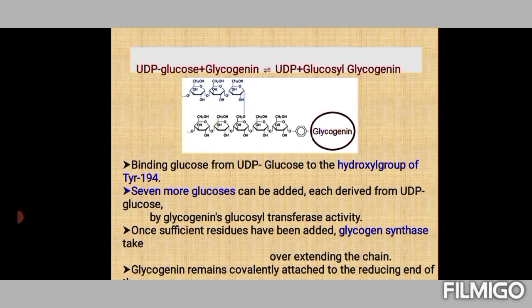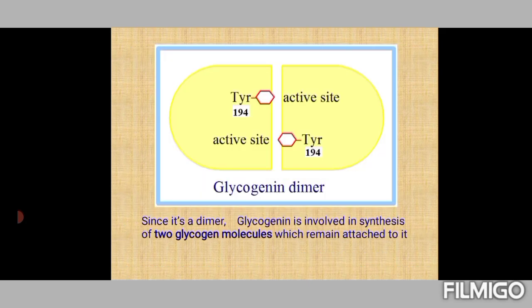And what happens to glycogenin is that it remains covalently attached to the reducing end of glycogen. It will still be seen attached to the final glycogen structure. Since there are two chains in glycogenin, we can see here the tyrosine 194 with the attached glycogen molecule, and this is the second subunit of the dimer. Again here also tyrosine 194 with attached glycogen, the final glycogen structure. So this is a dimer, that's why this has been made possible.